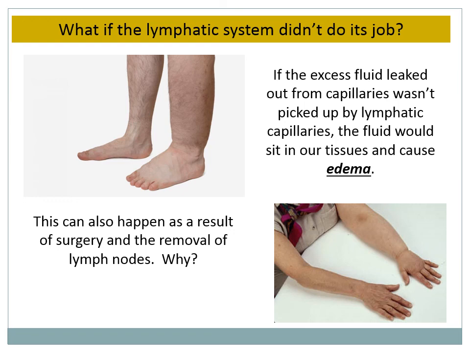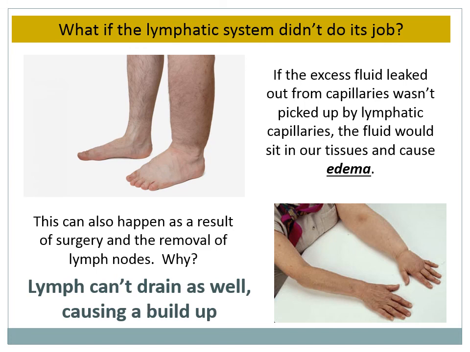Edema can also happen because of surgery and the removal of lymph nodes. The reason this happens is that lymph can't drain as well, and when lymph can't drain as well, we get a buildup of it. You see this happen with surgeries quite often. You've taken away the ability of your lymphatic system to drain, and it just causes a buildup. Typically, you can get rid of the lymph by massaging the tissues and things like that, and sometimes you have to insert drainage into your arms or something like that in order to get rid of that excess fluid.